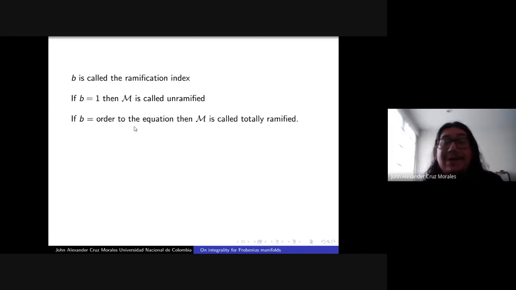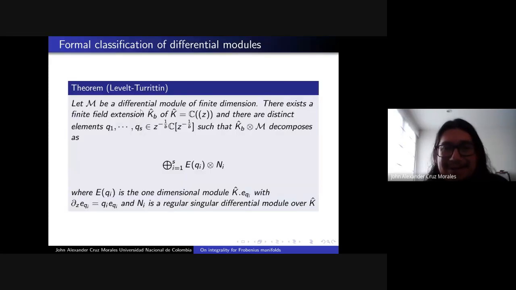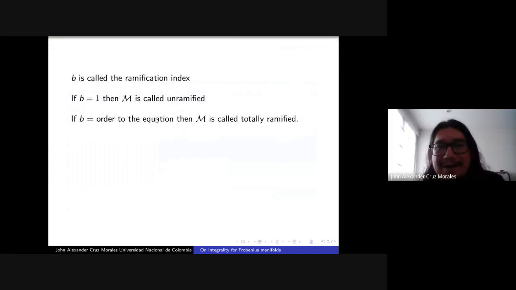But if you have the higher ramification in this index, this means that B is equal to the order of the equation. This differential module can be seen as a differential equation. If you write this as a scalar equation, as a differential polynomial, the order of the equation is the highest order of the derivative. This order is this B, so you need to take that extension. So this is the totally ramified case.